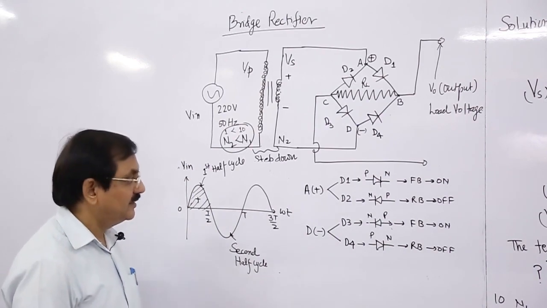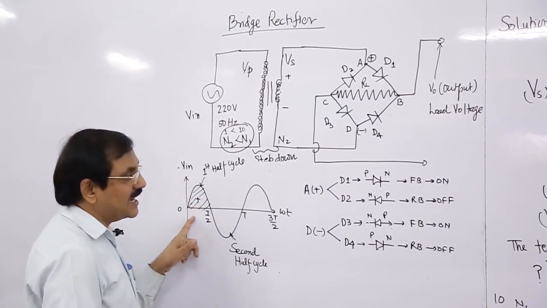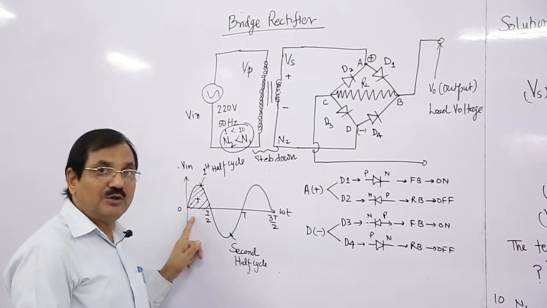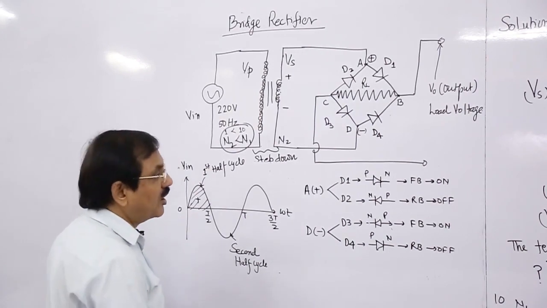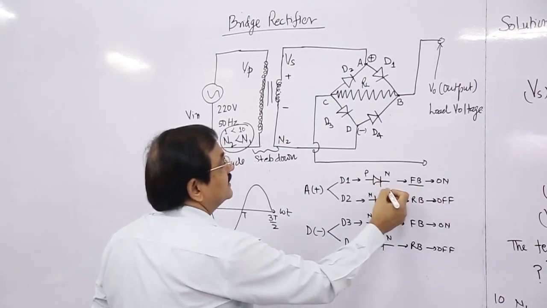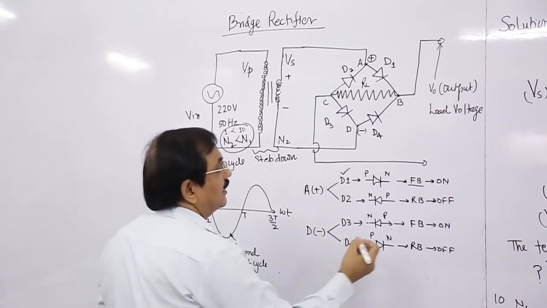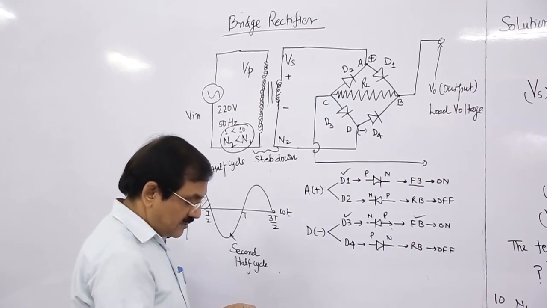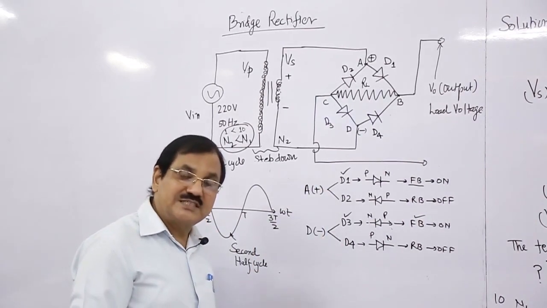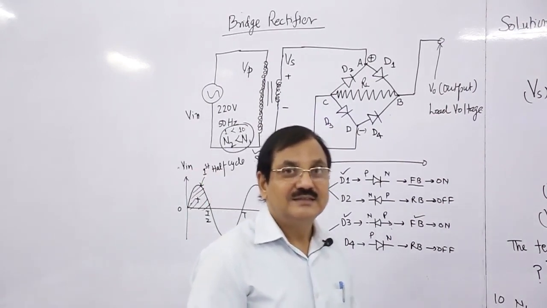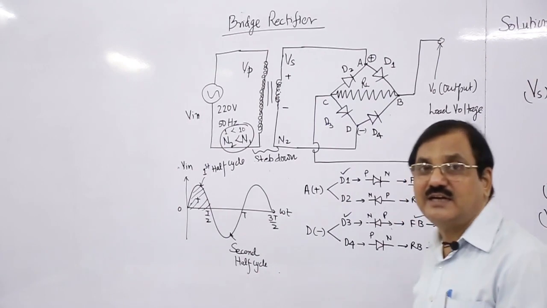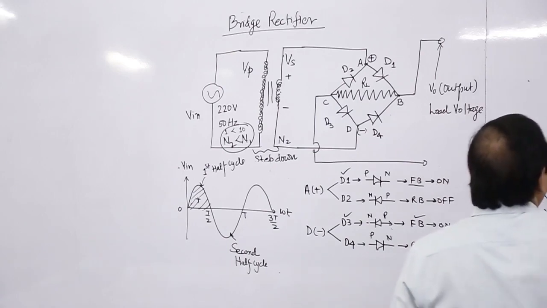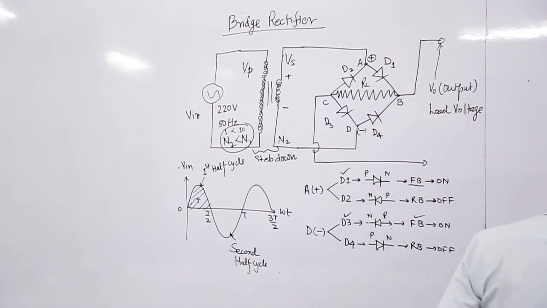So what we find is that during the first half cycle, 2 diodes are in forward bias and 2 diodes are in reverse bias. The forward bias diodes are D1 and D3. These 2 diodes are connected in the on circuit, and the remaining 2 diodes are off circuit.